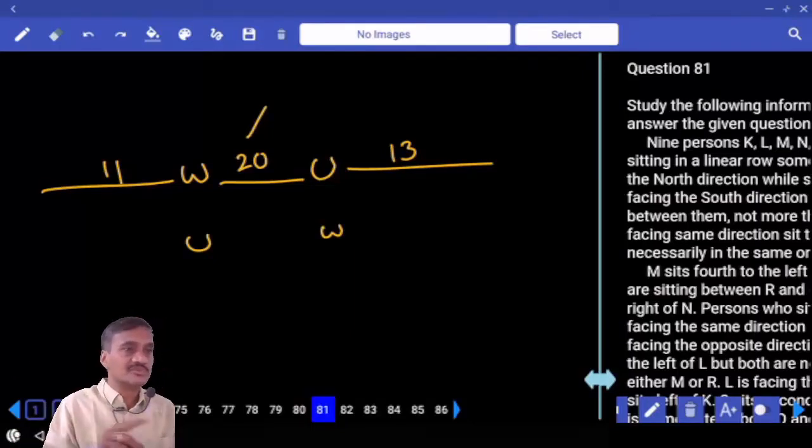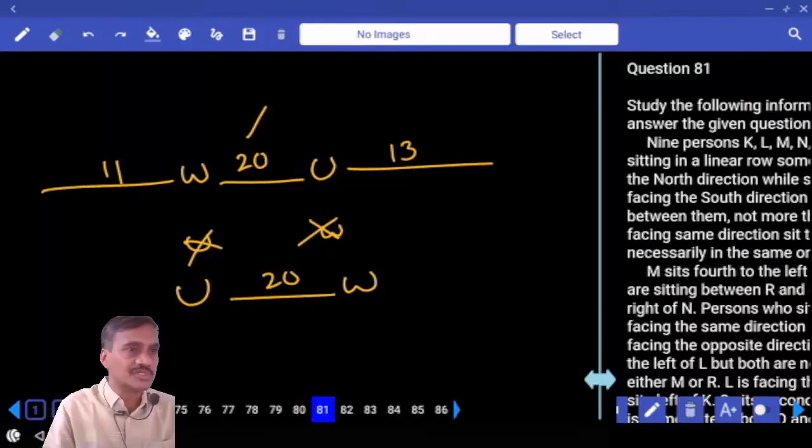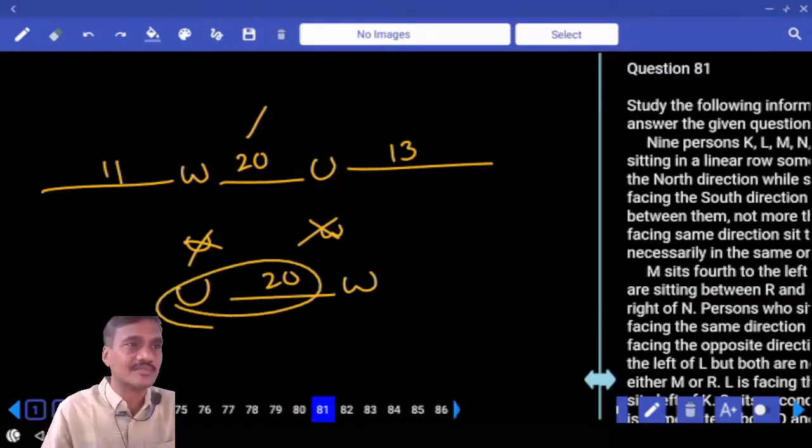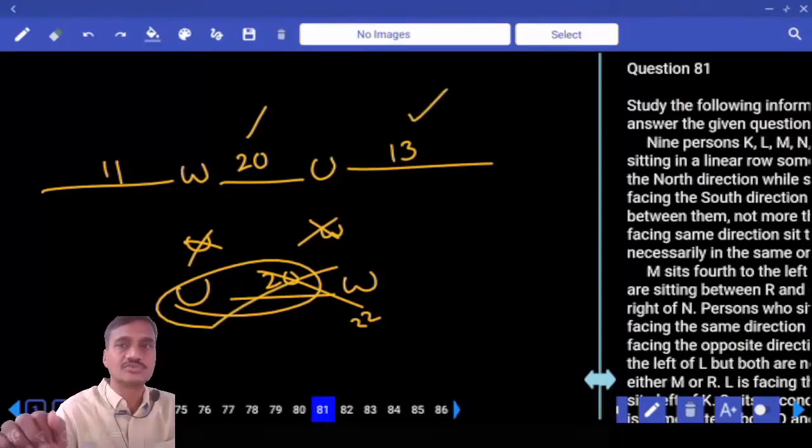The number of persons in between these two is 20, which is greater than these two. As it is greater than these two, there is only one possibility. That means U cannot be to the left hand side of W. Between U and W, there are 20. Now W is 12th from the left. Is it possible? Minimum 21 persons are there, and minimum position starting from the left hand side for this W is 22. Hence, we cannot have the vice versa case. This is the only case we have.